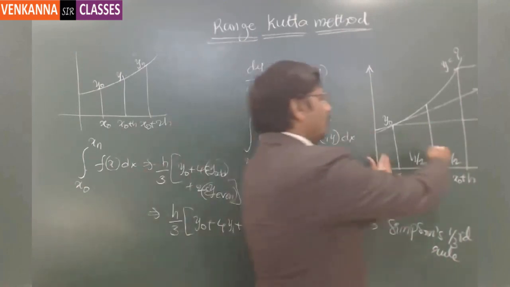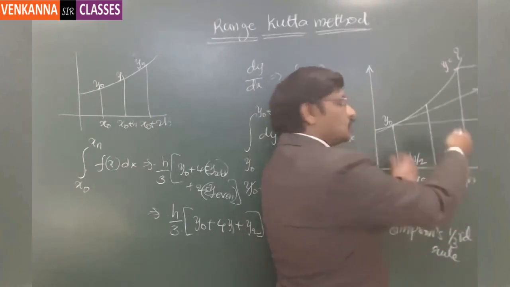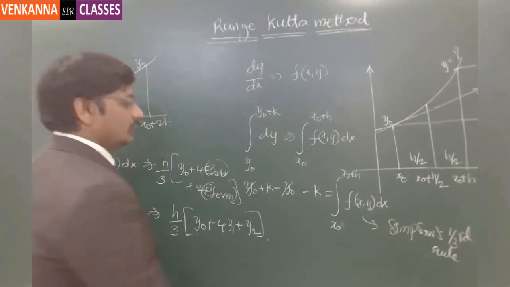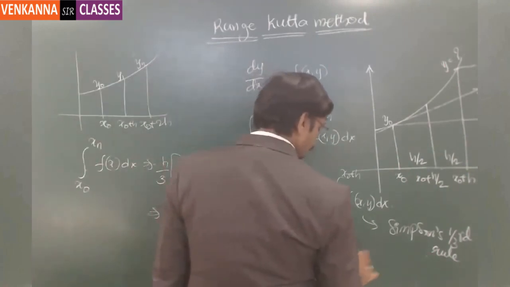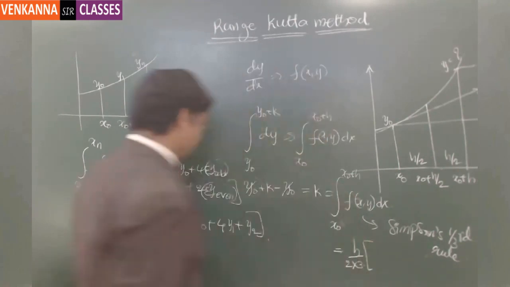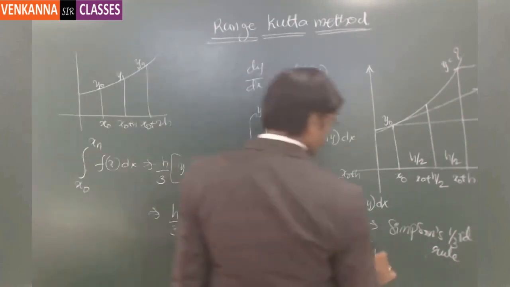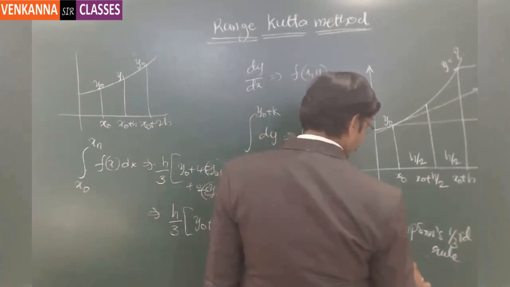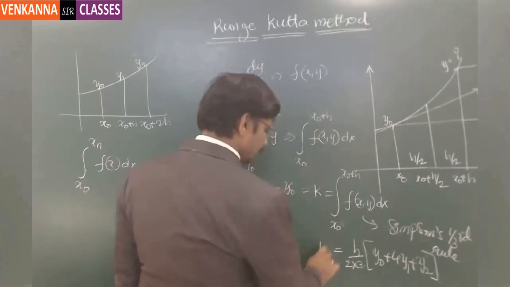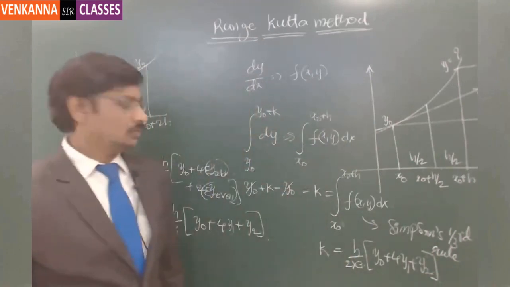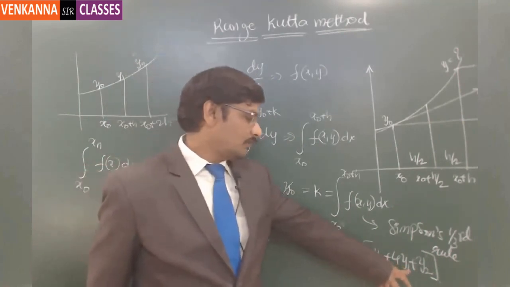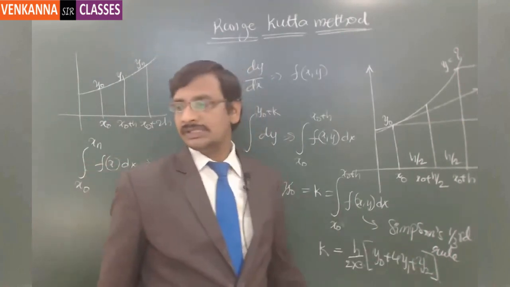Because we have divided x0 to x0 plus h into two equal parts, h becomes h by 2. Then to solve this integration, it will be h by 2 divided by 3 multiplied by y0 plus 4 times y1 plus y2. This is the integral value, and this will represent the k value: h by 6 times y0 plus 4 times y1 plus y2.